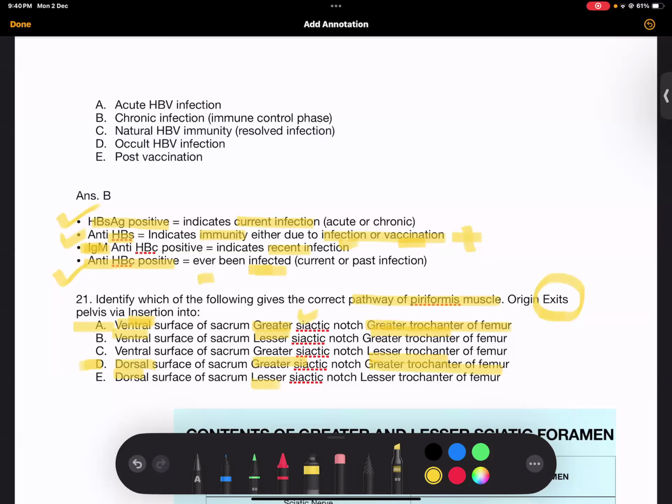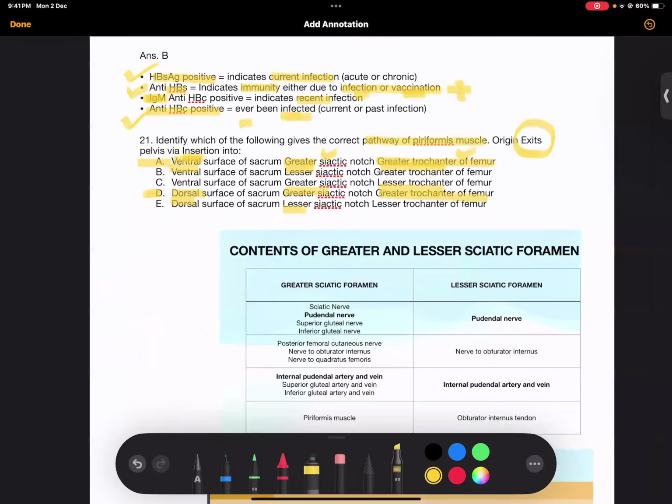So these two things are correct: that it exits from the greater sciatic notch and it is inserted in the greater trochanter of femur. But the origin is ventral or dorsal. So basically the ventral surface of sacrum, all the nerves you can say are emitting from the ventral side, these ventral rami kind of thing. So the ventral surface of sacrum would be there. So option A would be correct.